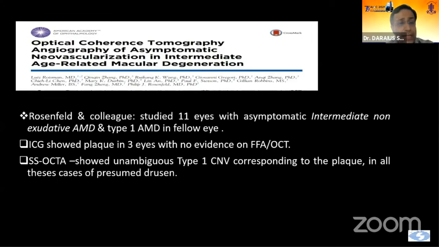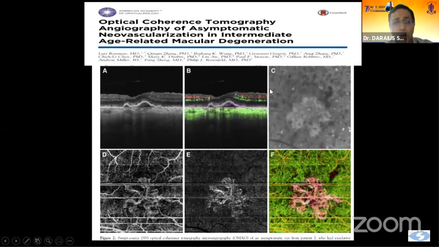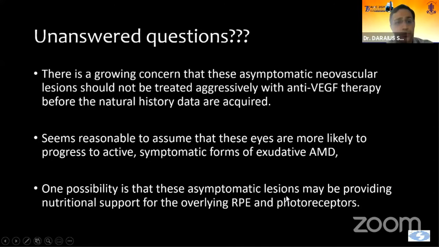And in 3 of these eyes, the ICG showed a plaque with no evidence of anything on a FFA or OCT. But the SSOCT showed an unambiguous type 1 CNVM corresponding to the plaque. So these are cases which we now just think of as drusen clinically. But if you do a swept source OCT, lo and behold, under this, you can see a beautiful type 1 network. What does all this mean?